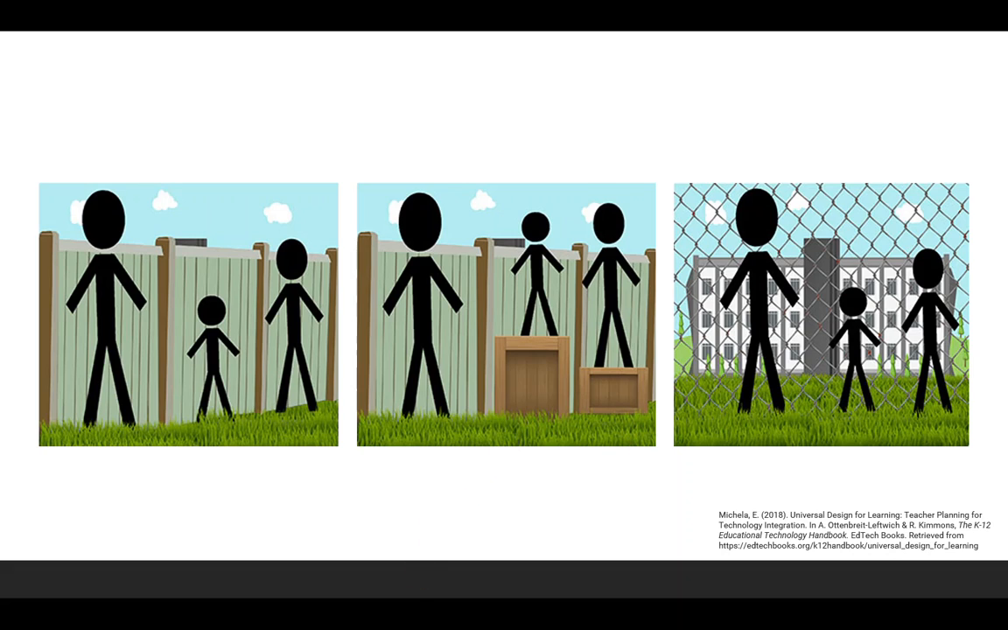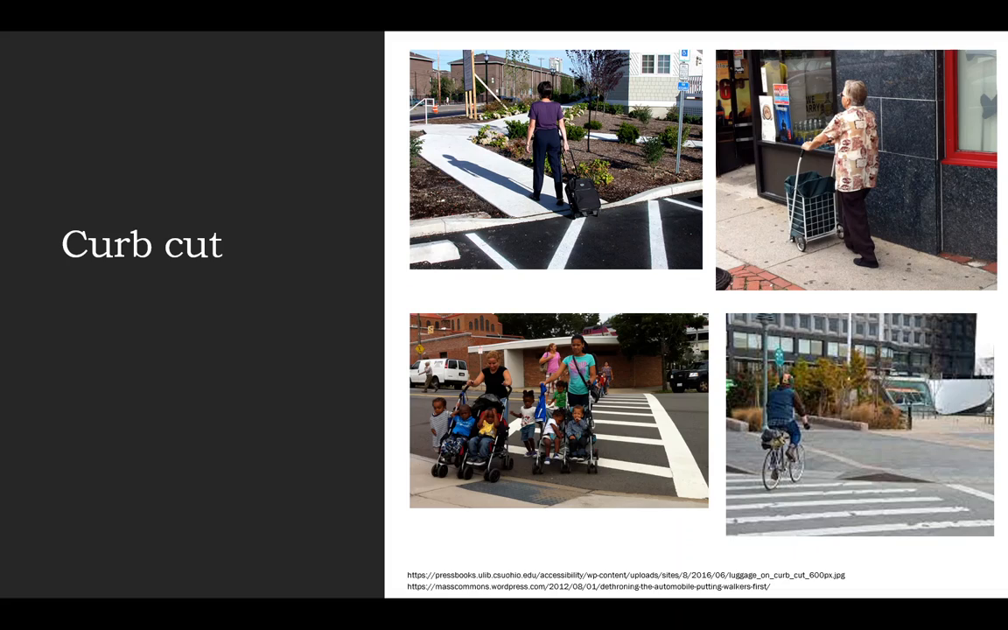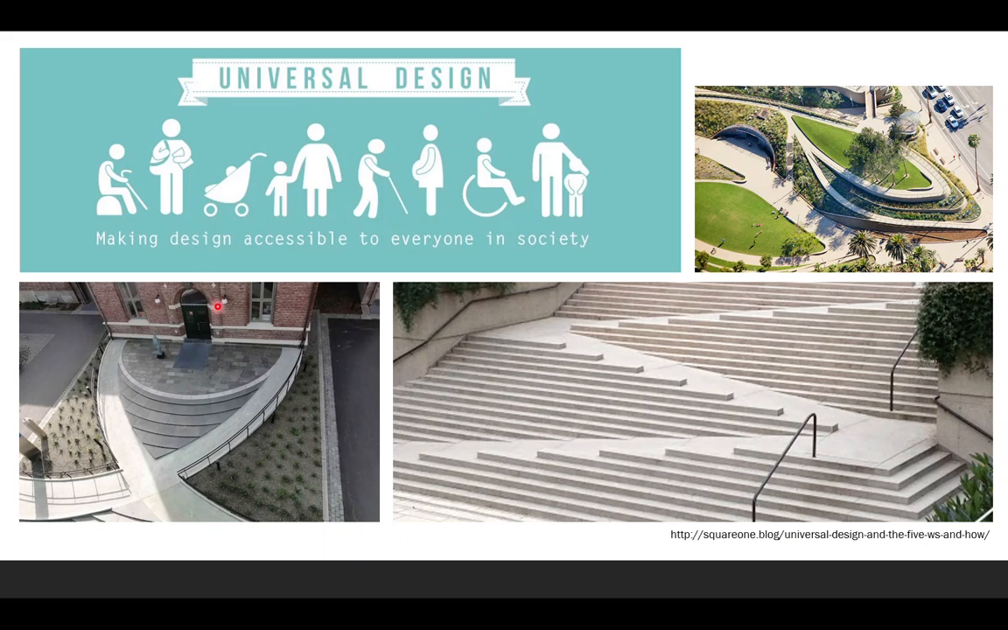And this is kind of what happened when they started creating curb cuts where the curb comes down. It actually benefited more than just people in wheelchairs. It benefited people who were pushing strollers or who were rolling suitcases. And so it built on this idea of universal design for learning, that if we can make design accessible for some, it helps making design accessible for everyone in society. So here's some architecture examples and some landscaping examples of some changes in a structure that ended up helping a lot of different people.